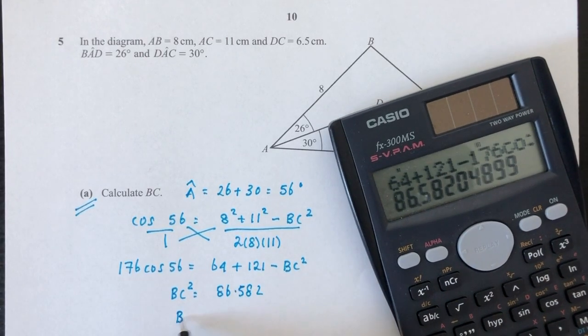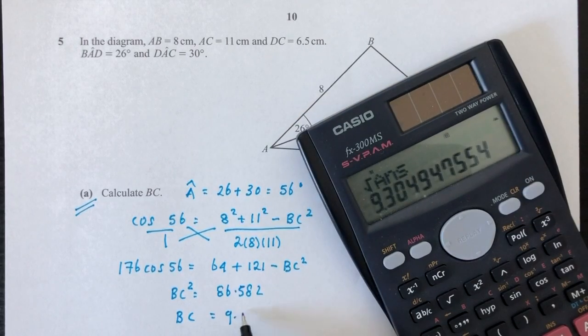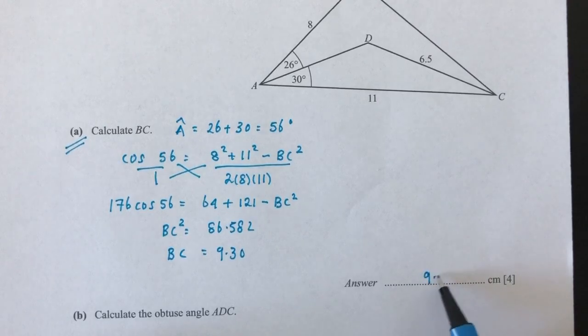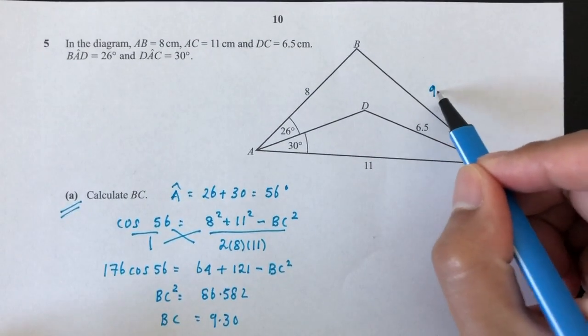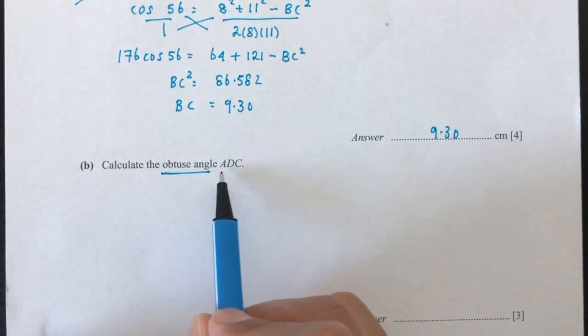86.582. So BC will be square root of that. That will be 9.30. So BC will be 9.30. So let's write this down here as well. So 9.30. Now for part B, we have to calculate the obtuse angle ADC.